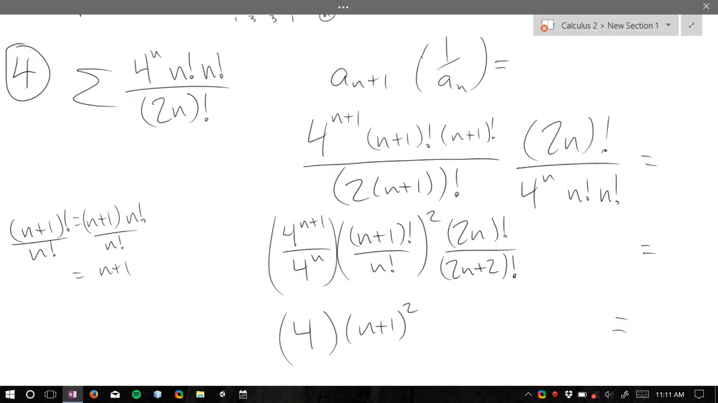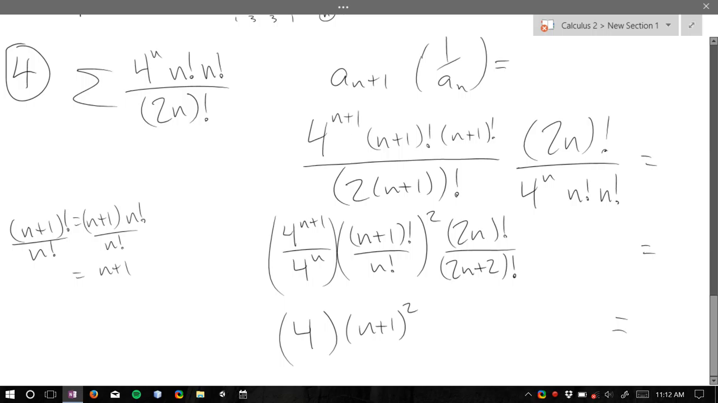So we've got three fractions we have to simplify. Any questions on simplifying the first fraction? You just got one more 4 on top, so that one's pretty straightforward. The second one, I did the work over here. n plus 1 factorial is n plus 1 times n factorial, and that will cancel the n factorial on the bottom.